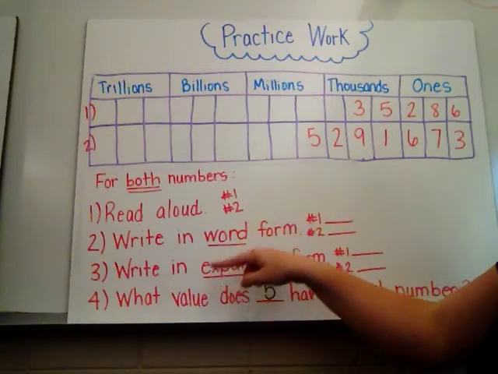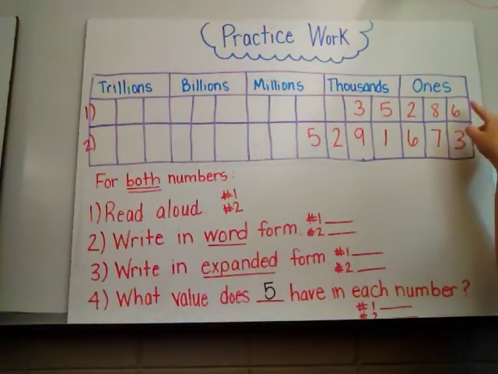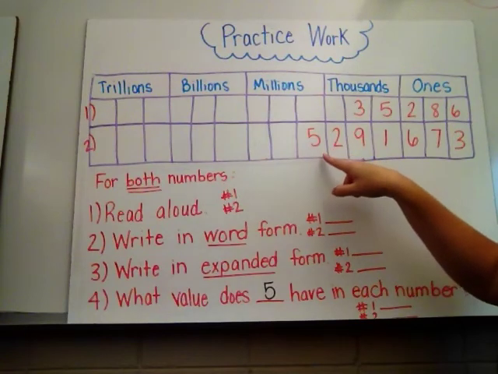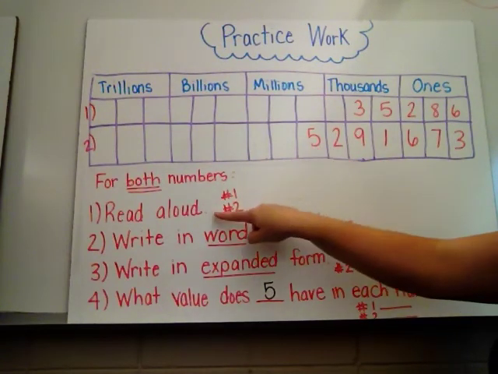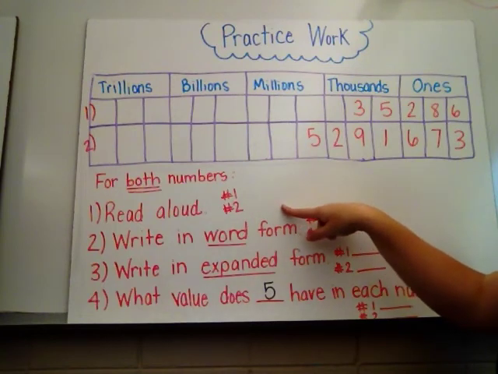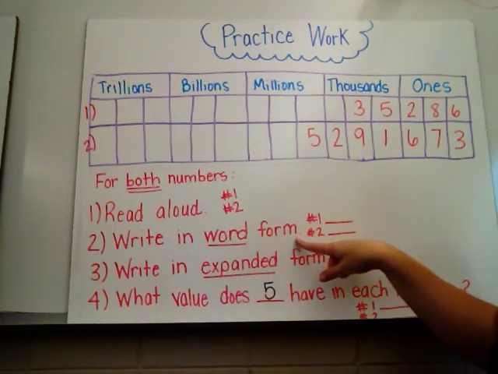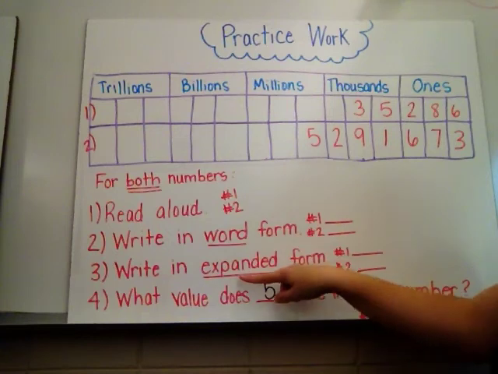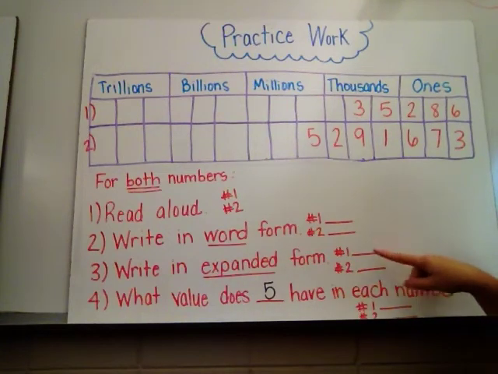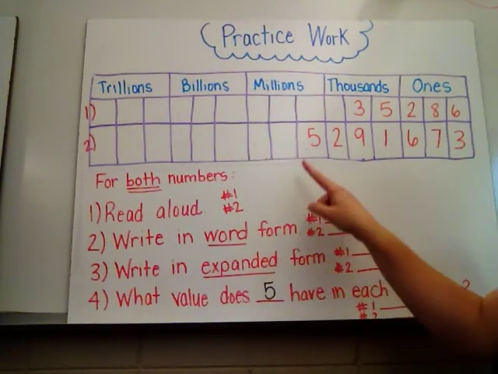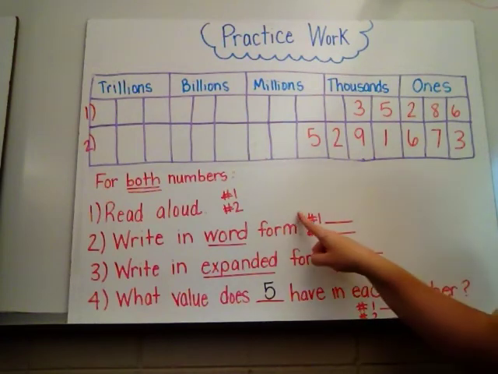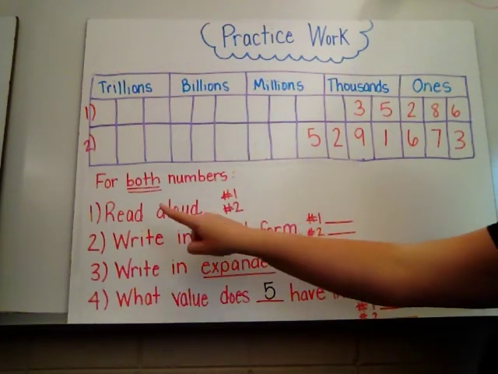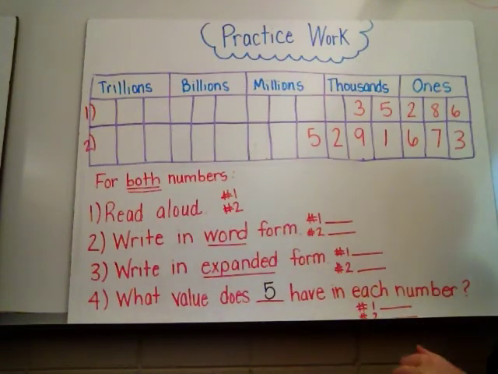Then, when you're done with all those for this first number, you can go to the second number, which is a much bigger number. And you're going to do the same thing. Read it aloud to yourself, then write it in word form, then write it in expanded form, and then again, what value does the 5 have in this number? You can number your paper like this if you want, under each number, whatever helps you.